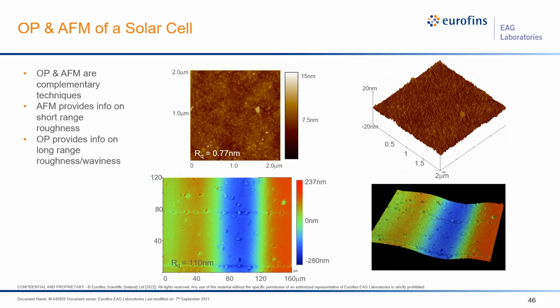Although I've alluded to it already, I want to explicitly show that OP and AFM are complementary techniques. They can be used in conjunction to provide the most complete picture of the surface texture. This data is from a solar cell. The AFM images at the top show the micro roughness and texture at a very fine scale. The solar cell also has waviness, or long-range shape and structure, which would never have been captured on an AFM scale. The OP images also nicely reveal this waviness and some sporadic pitting, so it's also useful as a survey tool.